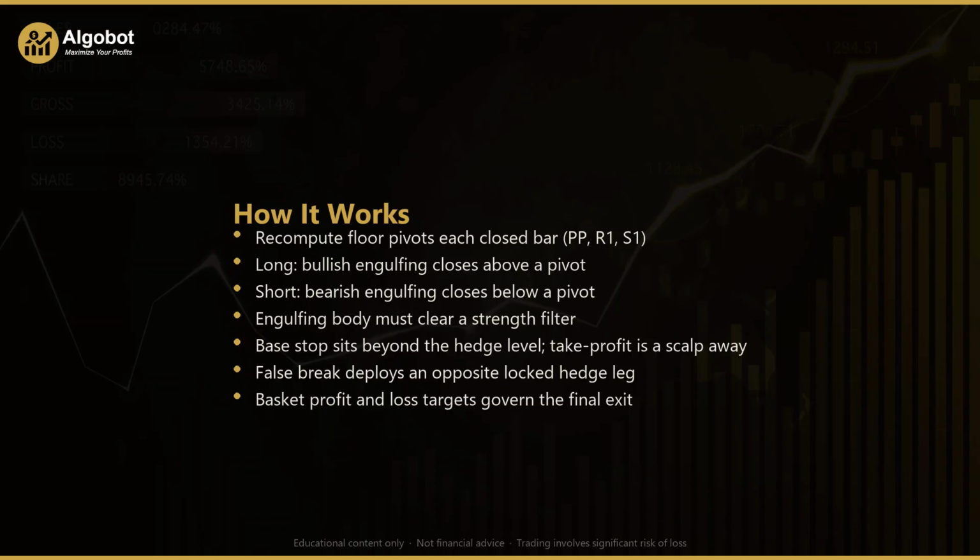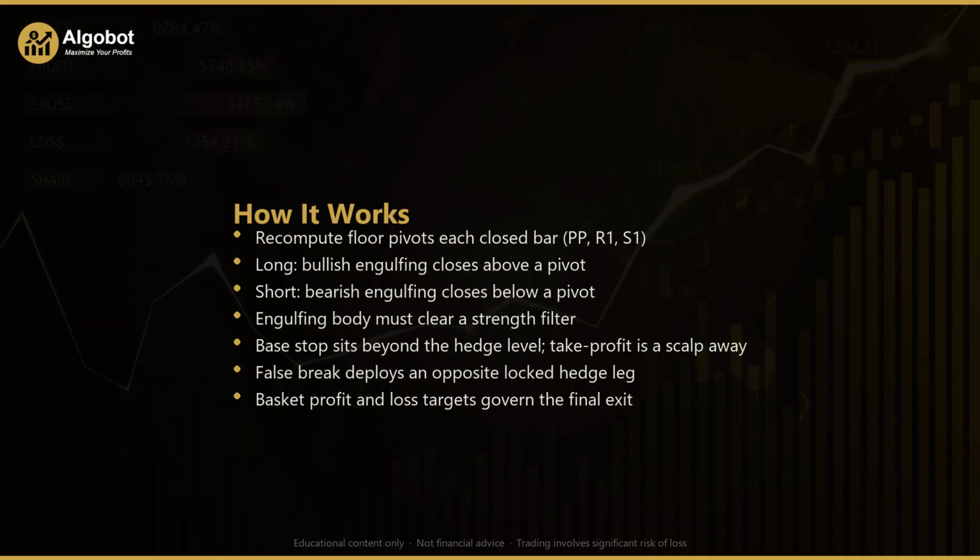Now the exits. Each base trade is given a stop loss and a take profit. The take profit is a reward multiple scalp away from entry, defined by the reward fraction. The stop loss is placed deliberately beyond the hedge level, so that the hedge engages first if price turns against the trade. And that brings us to the hedge.